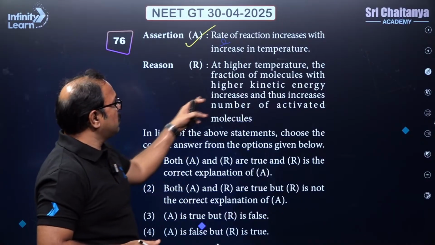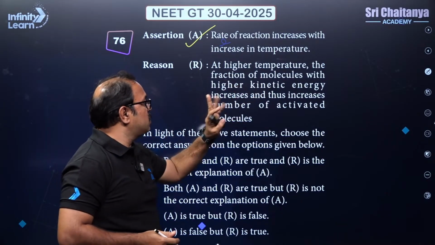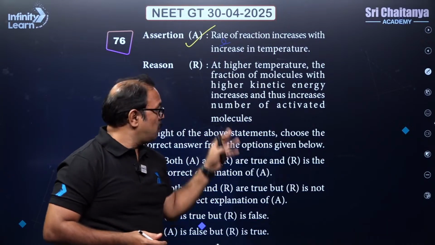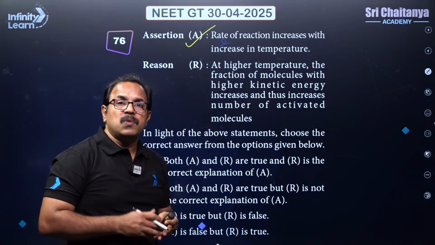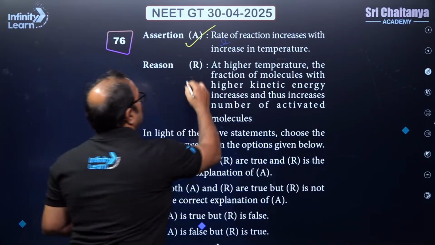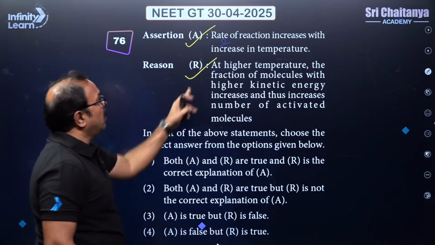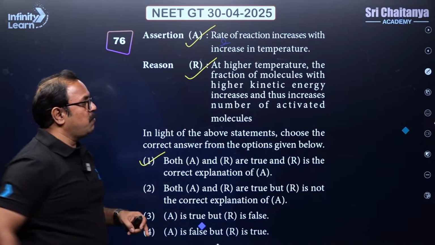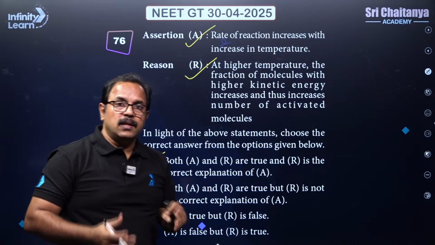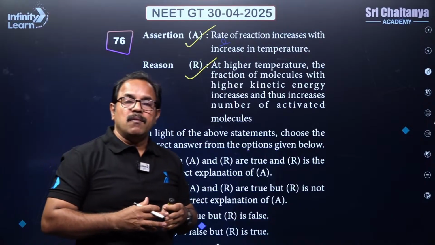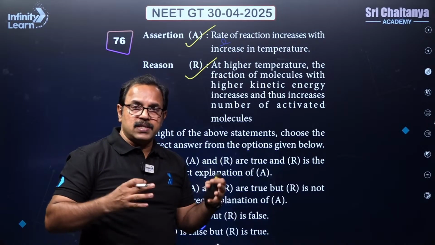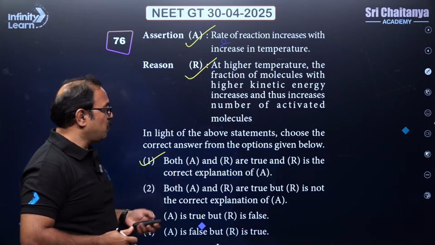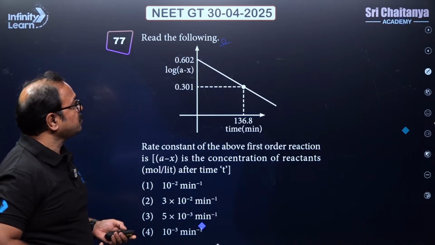At higher temperature, the fraction of molecules with higher kinetic energy increases, and thus the number of activated collision molecules increases. Activated molecules will have fruitful collisions. So both the statements are absolutely right, and R is perfectly supporting the first one, because whenever you have more kinetic energy, they are more likely to collide very effectively, with both the right direction as well as energy. That means there is more probability. So the first one is the correct answer in this.